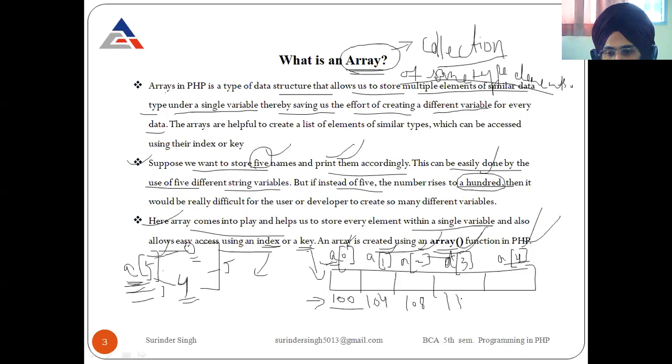Like in C, an integer takes 2 bytes. In PHP, each integer element will take 4 bytes, 32 bits. This is the 4 byte block, next is also a 4 byte block, and next is also a 4 byte block.